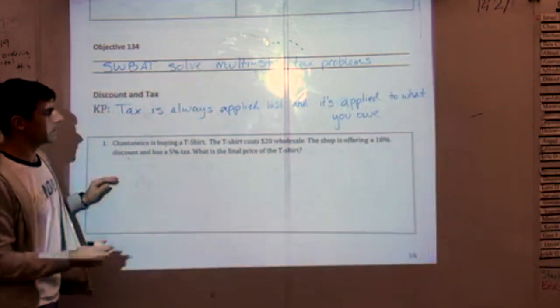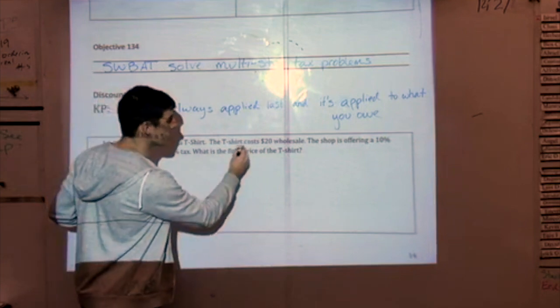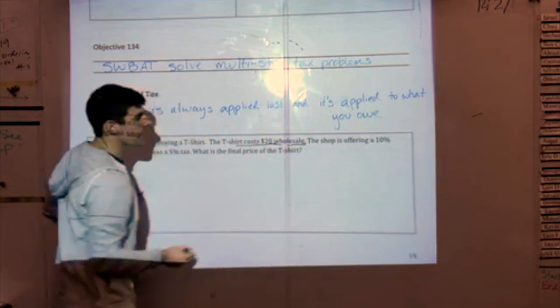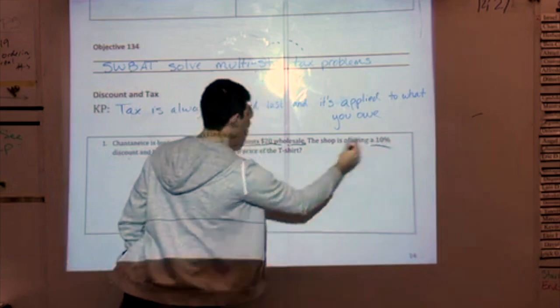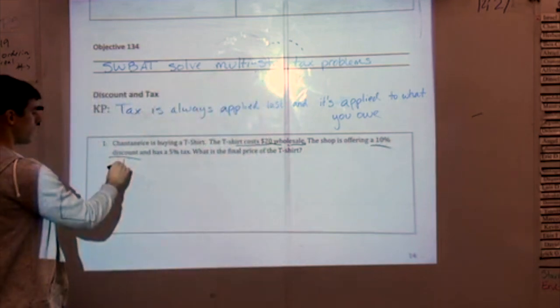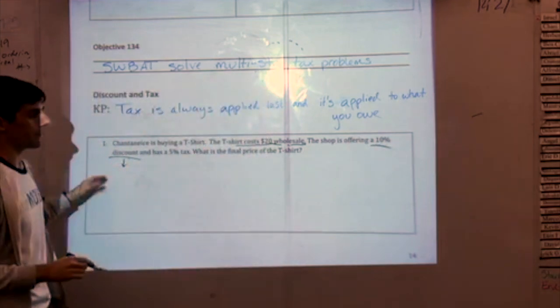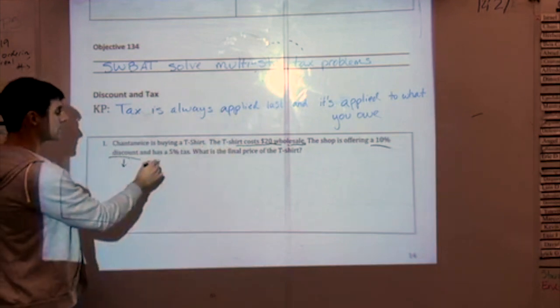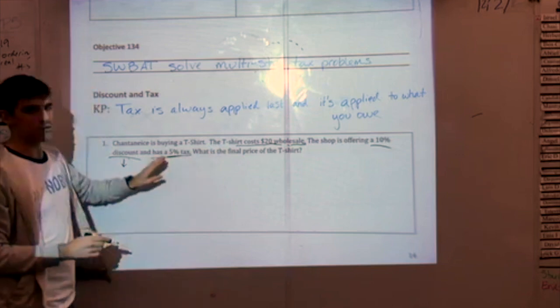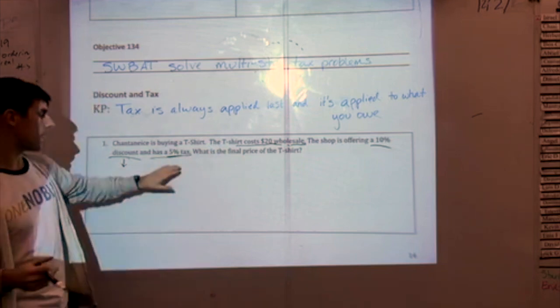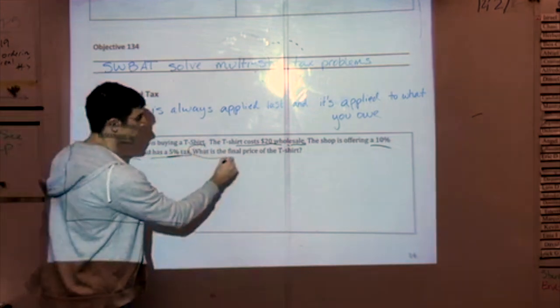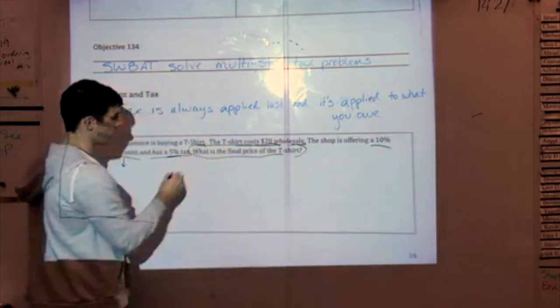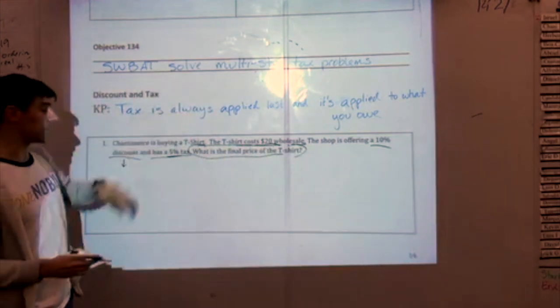Shantanese is buying a t-shirt. The t-shirt costs $20 wholesale, and the shop is offering a 10% discount. I'm going to put an arrow going down as a reminder that that means it's going to cost a little bit less than this $20. And then it says it has a 5% tax, which is not a Chicago tax, but it's just for this example, it has a 5% tax. It's asking what is the final price of this t-shirt. So we're going to start with that $20 value.